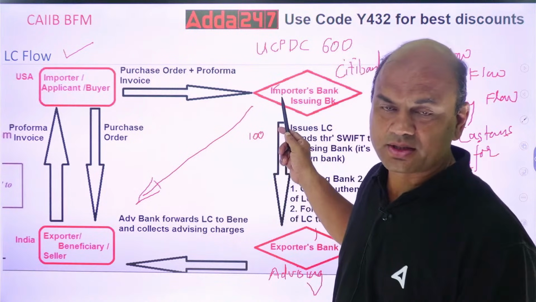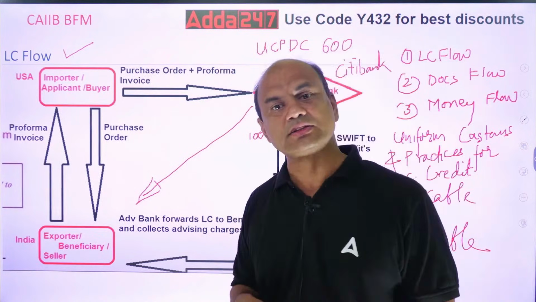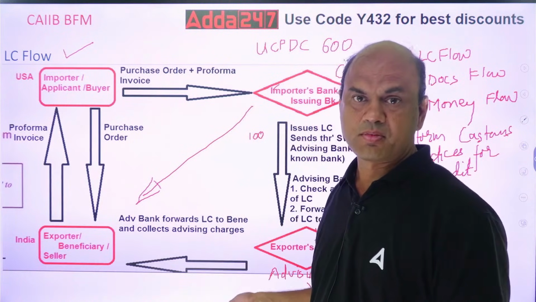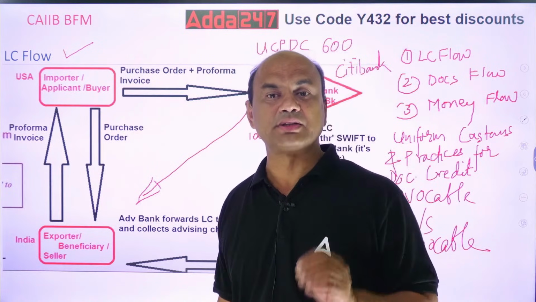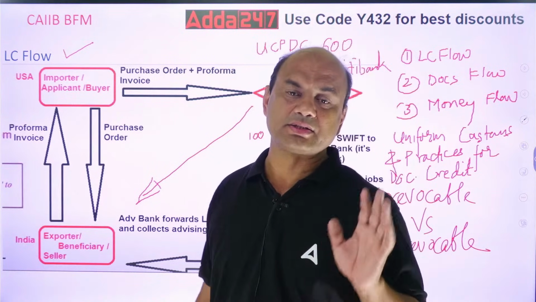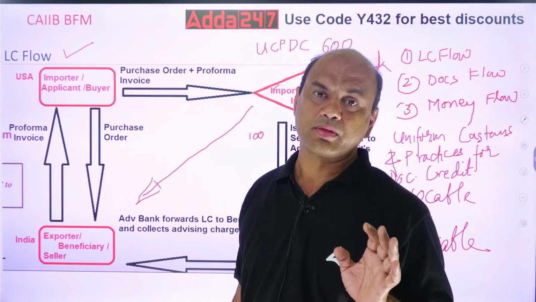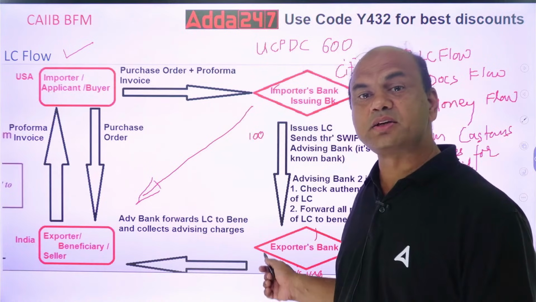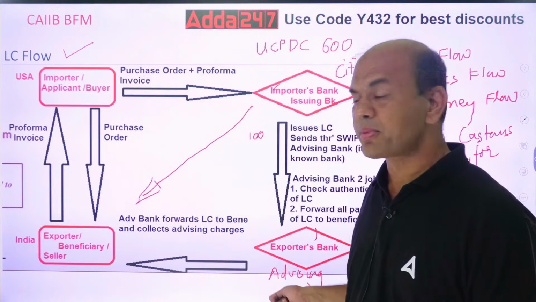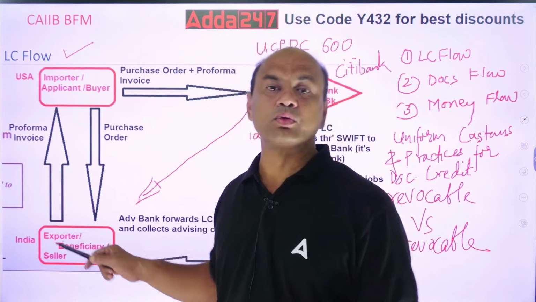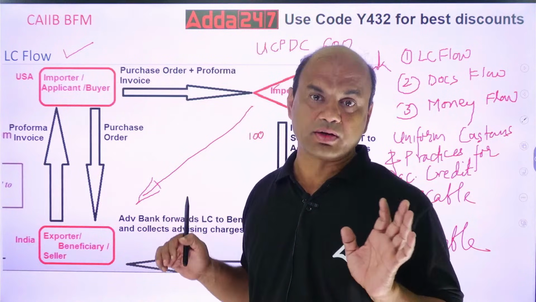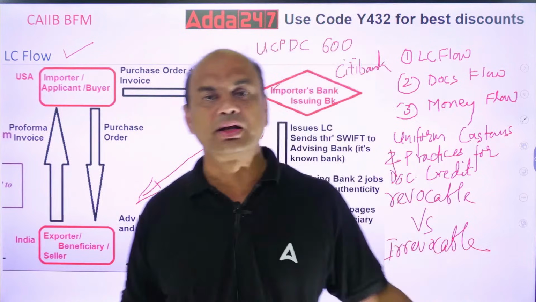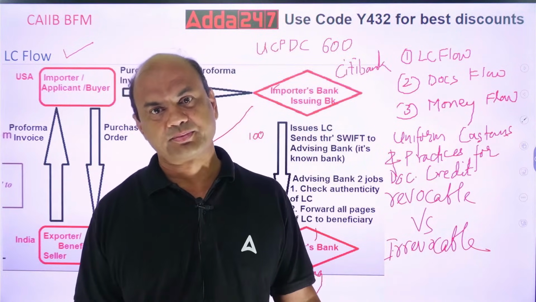So the issuing bank cannot cancel the LC without the consent of all the parties. All the parties need to give the consent that, yes, you can cancel the LC now. The advising bank will give the consent only when it has received its advising charges. The beneficiary will give the consent only when his losses are recovered. Otherwise, the LC cannot be cancelled.